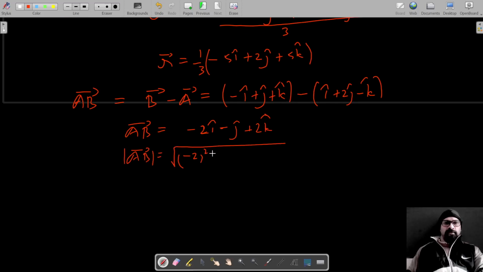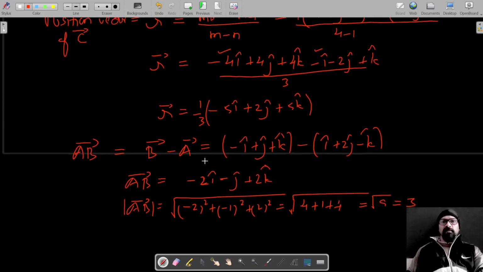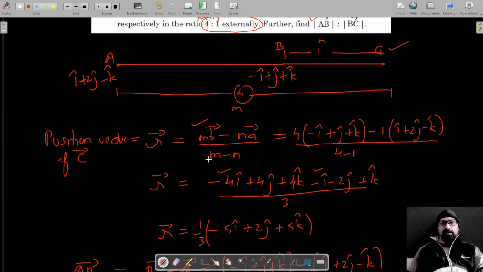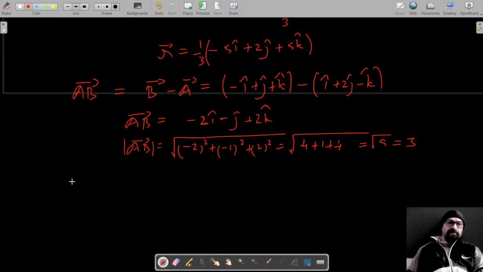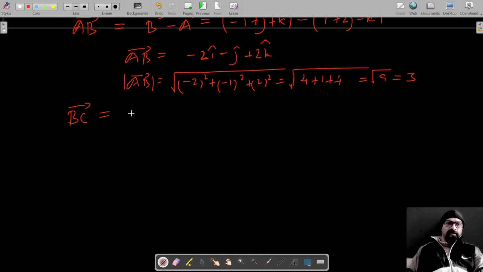And if I have to find the magnitude of AB, that should be the square root of the sum of the squares of the scalar components. Negative 2 square is 4, plus 1, plus 4, which is equal to root 9, which is equal to 3. Next is our BC vector. So BC vector is C vector minus B vector.